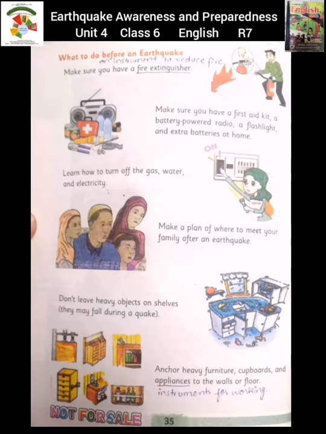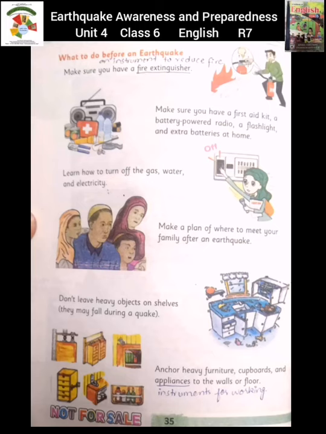What to do before an earthquake? Make sure you have a fire extinguisher. Make sure you have a first aid kit, a battery powered radio, a flashlight, and extra batteries at home. Learn how to turn off the gas, water, and electricity. Make a plan of where to meet your family after an earthquake. Don't leave heavy objects on shelves. They may fall during a quake. Anchor heavy furniture, cupboards, and appliances to the walls or floor.